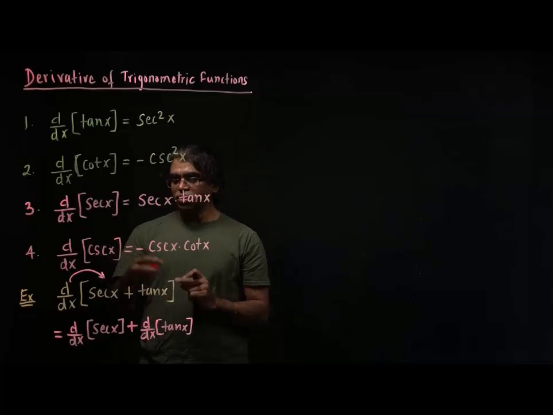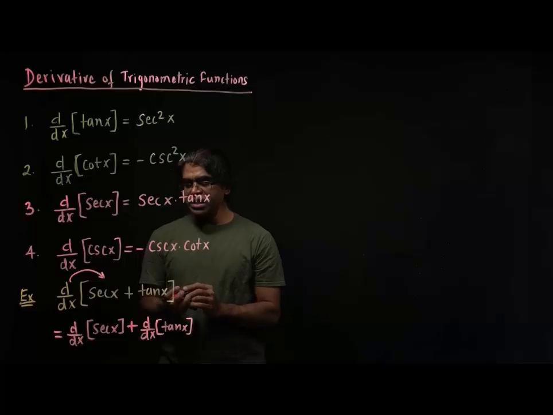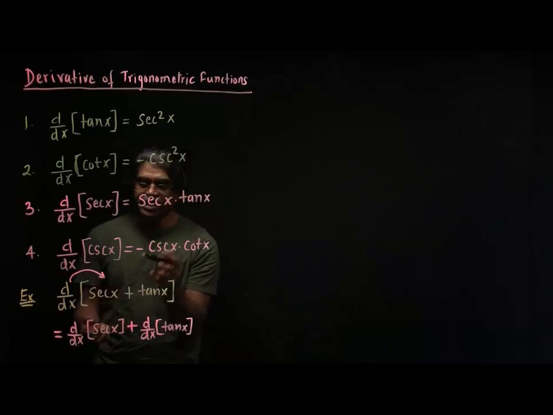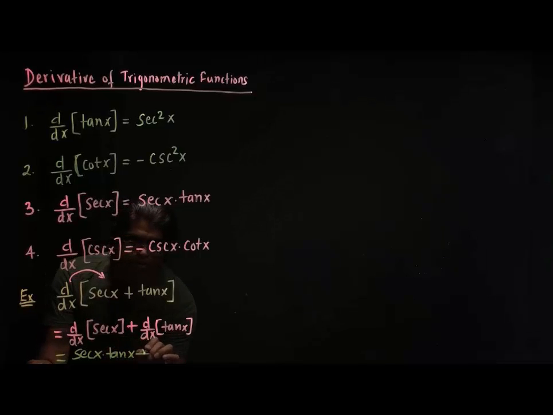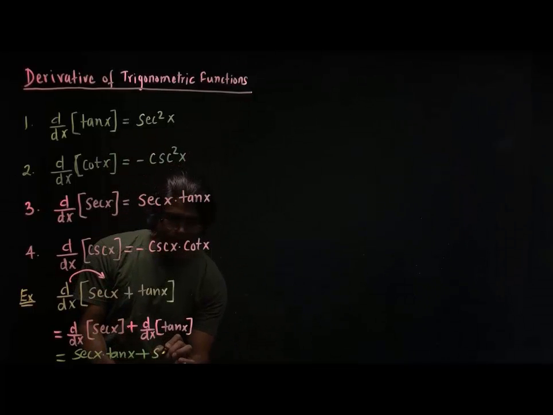Now, if I use the formula for the derivative of trigonometric function, I can easily see that d by dx of secant function is secant tangent. So I will write d by dx of secant function is secant x tangent x plus d by dx of tangent function is secant square x. So I will write secant square x.